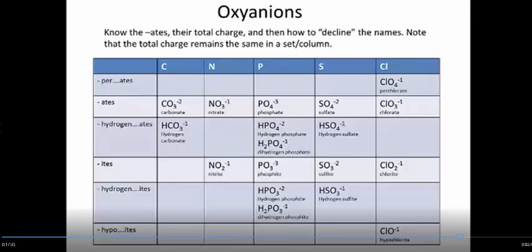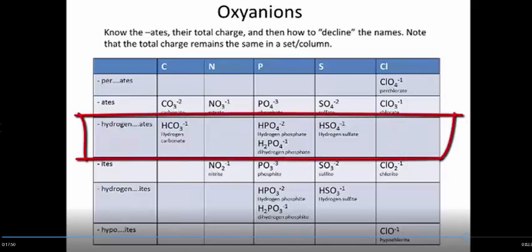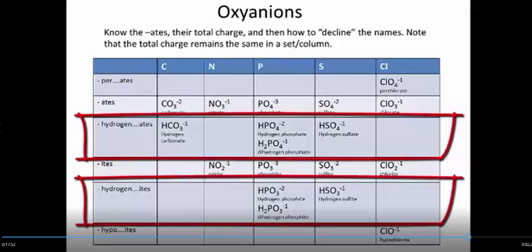Notice that in each of these columns, the charge on the species remains the same. Now, as soon as I said that, you may have looked and said, but there's a row where the charge is changing, and I haven't got to those yet. Those are the hydrogen -ates and the hydrogen -ites. The hydrogen -ates are where we add a H+, a hydrogen ion, to the oxyanion. And when we add an H+, we add one positive charge, so that makes the total charge on the species more positive by 1.